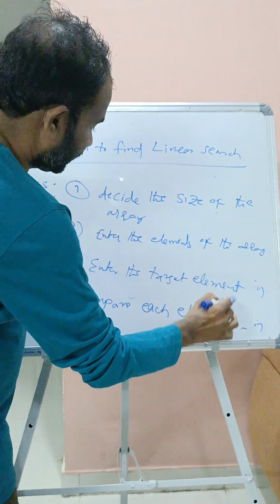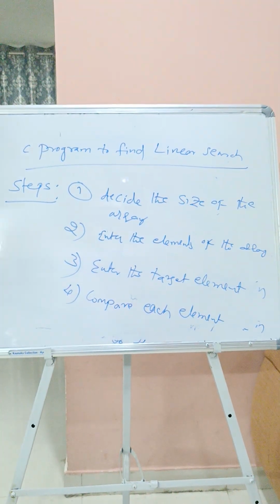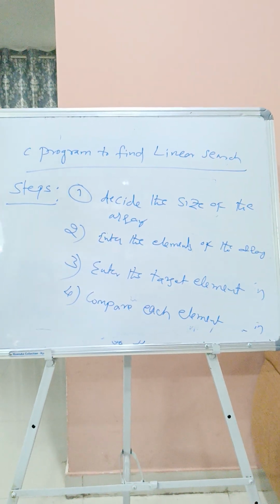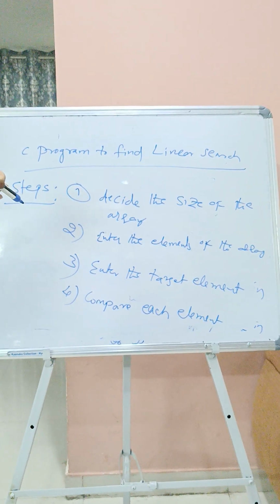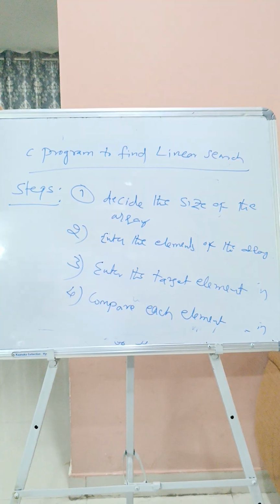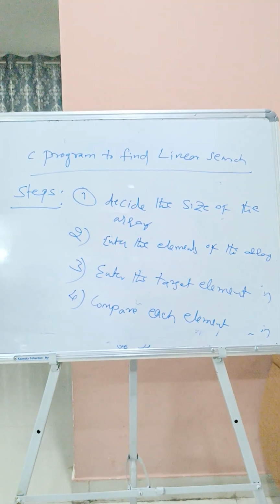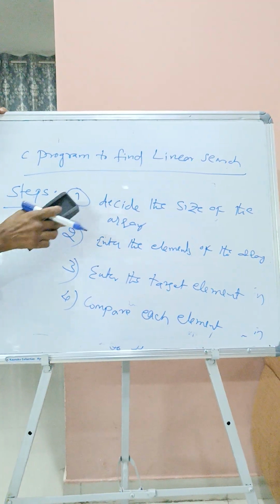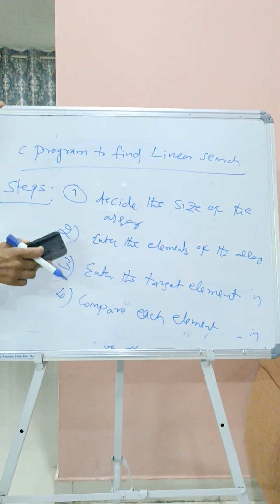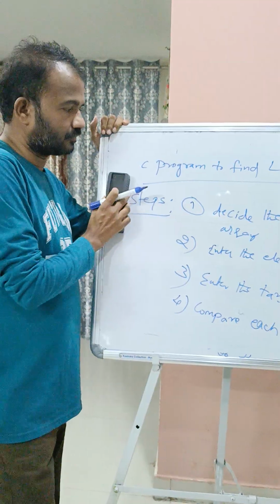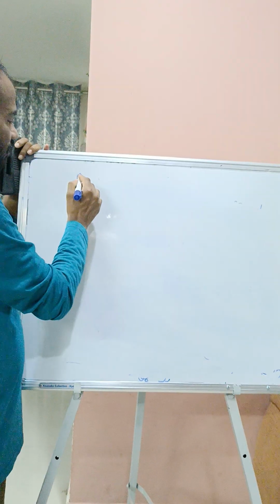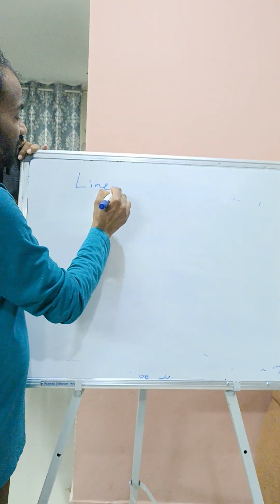Each element. So these four steps are very important. If the element is matched, we are going to take the first printf statement. Suppose it is not matched, second printf statement. Now I am going to write the C program. So listen carefully. By using these four steps only, I am going to write the C program. Now, linear search C program.